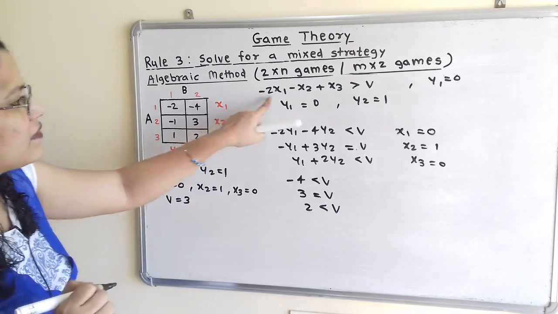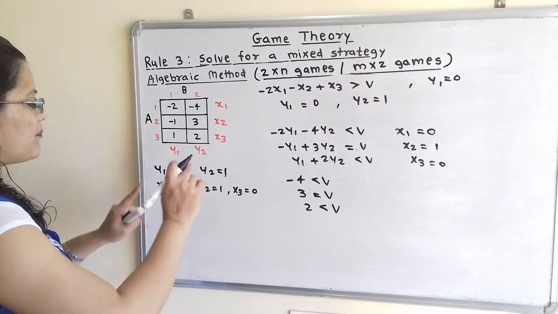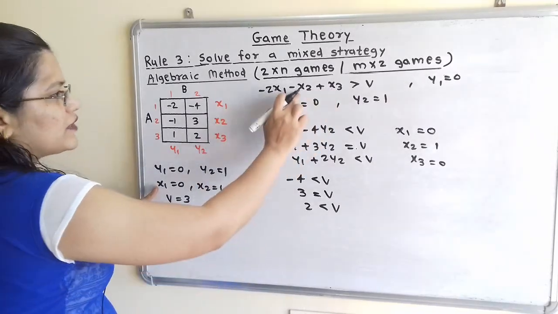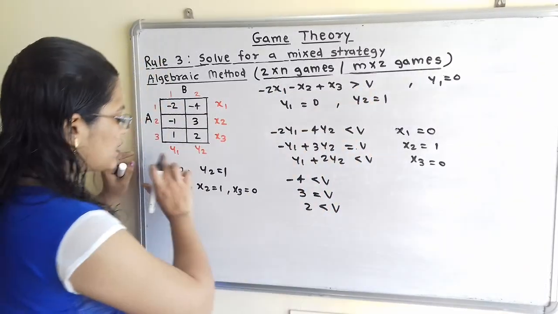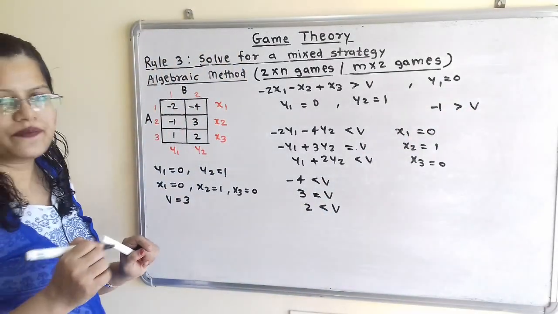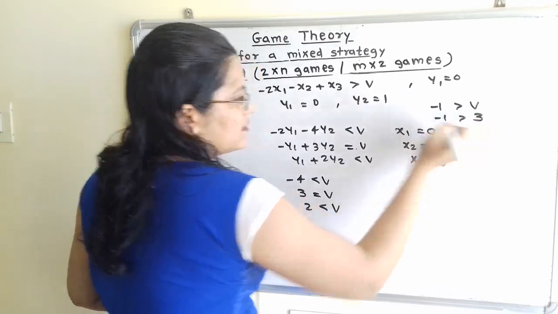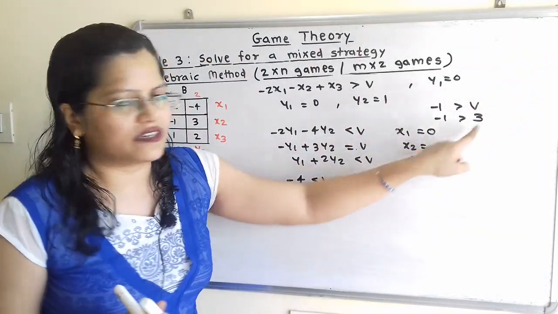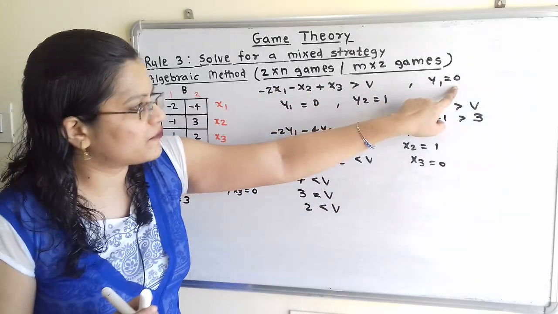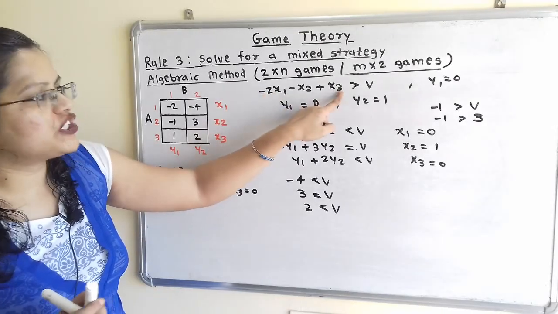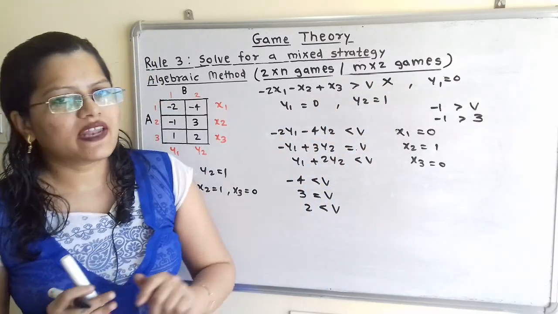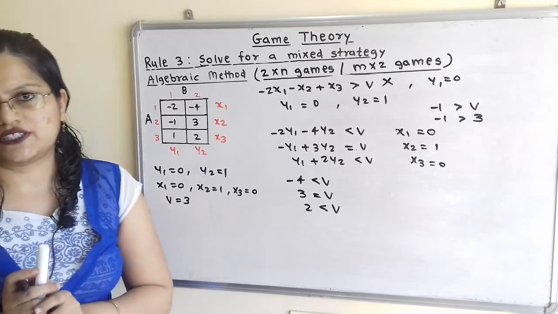So we will cross check with this equation. If I put x1 0, x3 0, then x2 is 1, so that is minus 1. According to this, we can say that minus 1 is greater than V, but V is 3. So minus 1 is greater than 3. So this statement is not correct. That means our assumption, that the equation is greater than V, is not correct. So this is wrong.